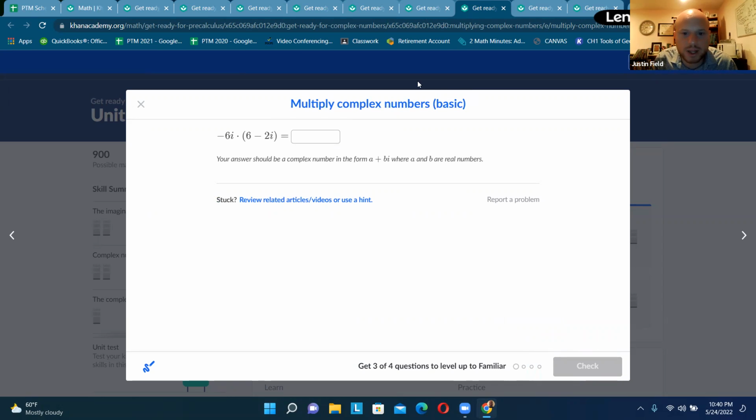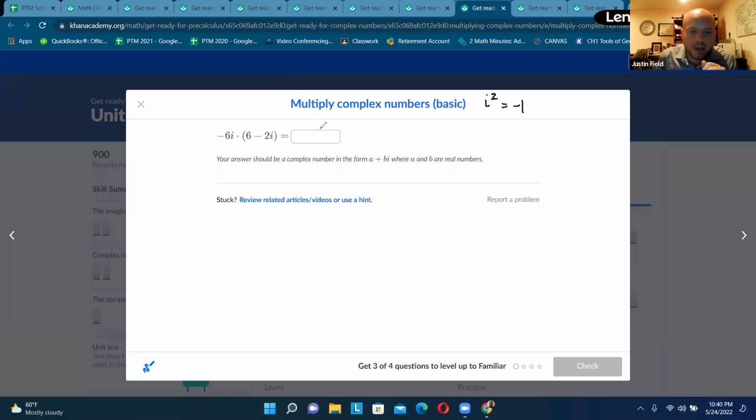I'm multiplying the complex numbers, basic. So all we need to know here is that i squared equals negative 1, because i is defined to be the square root of negative 1. If you square the square root, then you undo it, and you get what is left underneath.